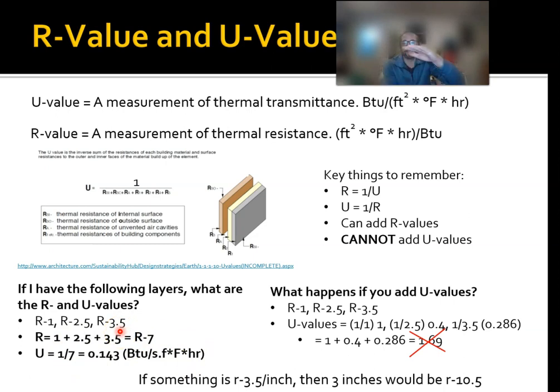You stack them on top of each other, and you have R7, which is a U of 0.143. But if you do it this way and add the U's, you're way off. You're way off, right? Okay, so that's super important.